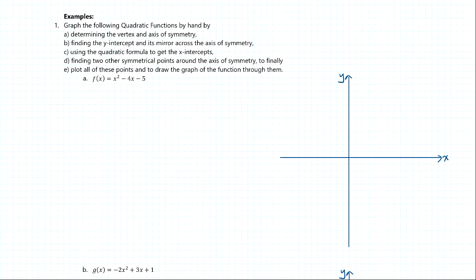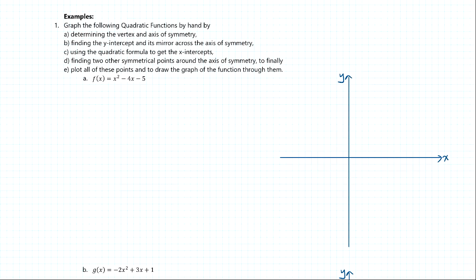Now we're going to try to put together all the information we had learned before about how to graph quadratic functions together in multiple examples. And in these examples, we're going to try to graph the functions by hand completely by determining a bunch of key features that we want to include on the graph. And they're listed through parts A through E.